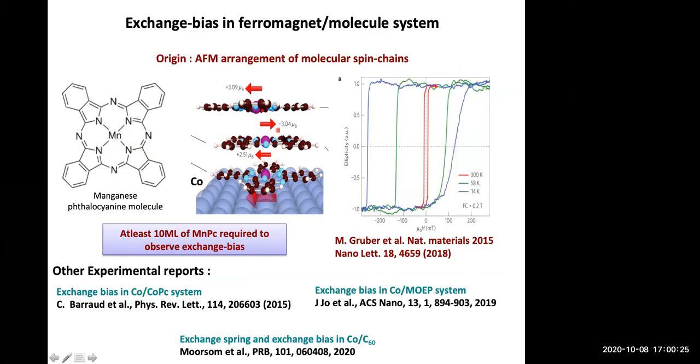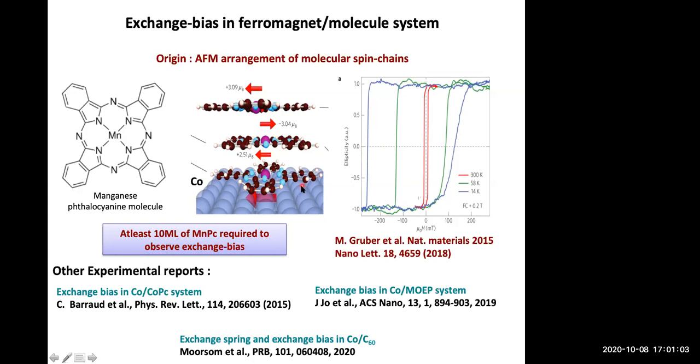But what this group demonstrated was that when you grow these molecules on a surface of cobalt, for example, you can exchange couple, and you could create an antiferromagnetic spin chain across the thickness of the MnPc molecule. And when they did MOKE measurements, you could clearly see that as you cool down from room temperature, which is very symmetric, you start seeing an exchange bias. There's an asymmetry in the left and right, and this is an exchange bias shift towards the left.